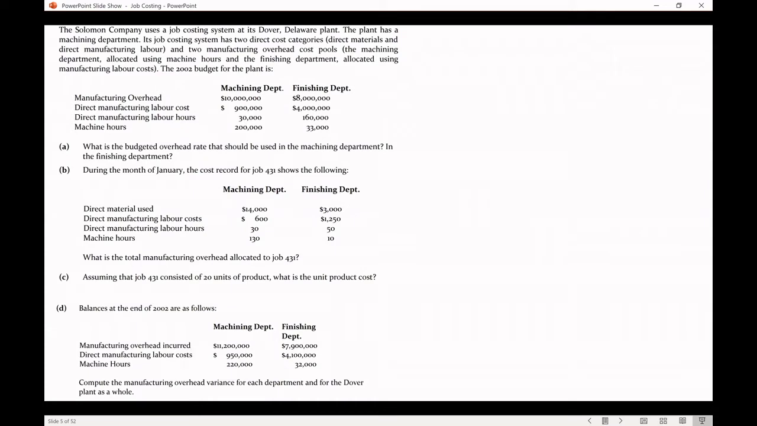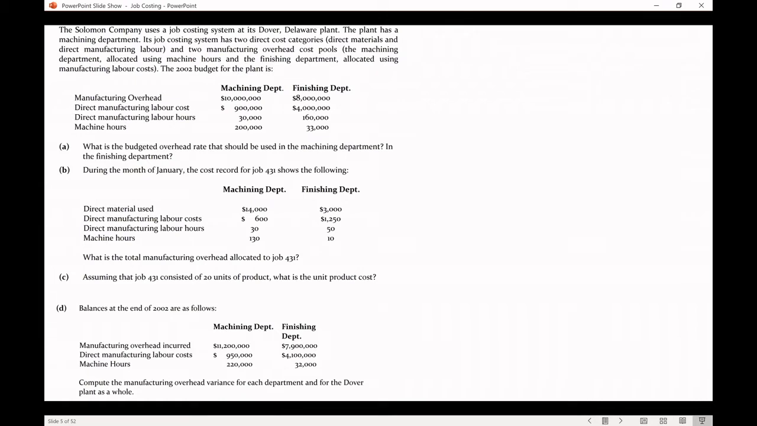Our question says, the Solomon Company uses a job costing system at its Dover, Delaware plant. The plant has a machining department. Its job costing system has two direct cost categories, direct materials and direct labor. We know what our direct costs are, our direct materials and our direct labor, and those are directly traceable to the product. And it has two manufacturing overhead cost pools. It has the machining department, and that allocates using machine hours.